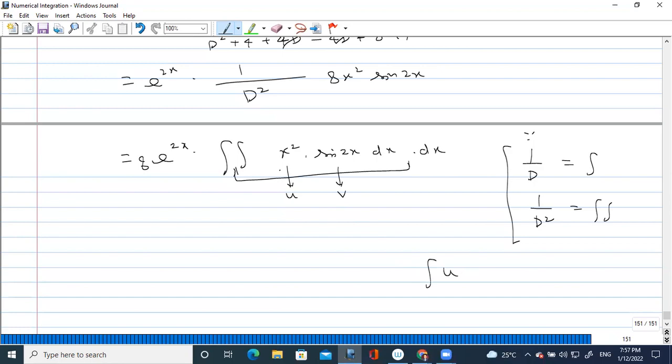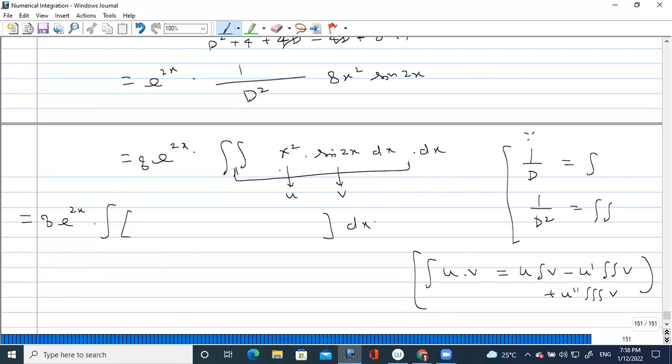If the integral of u into v is there, then u as such times the integral of v, minus u dash times the double integral of v, plus u double dash times the triple integral of v. So by this way you can solve such type of integration. So here 8 e to the power 2x into the integral dx. One integral will be left again. Just only single integration I am doing for this.